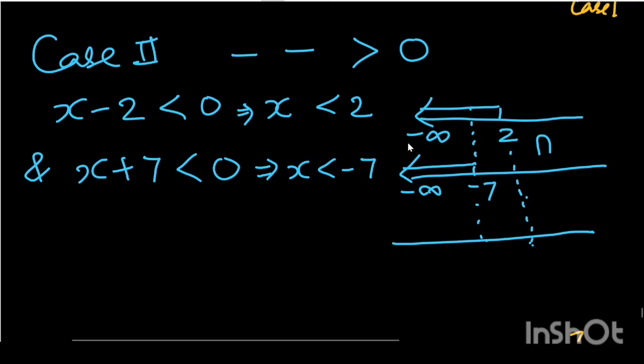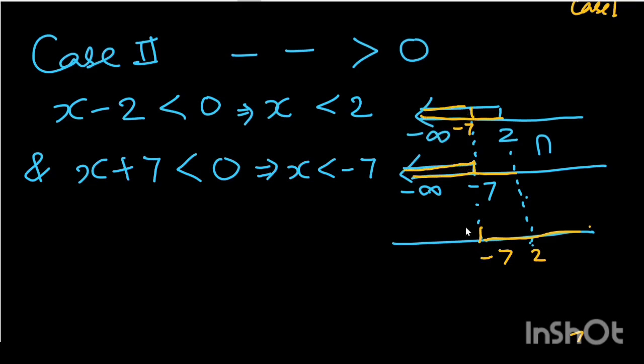Minus 7 to, from minus 7 to 2, there is nothing here. From here there is something, so there is nothing here. Okay, so there is no answer from minus 7 to 2. Now from minus infinity to minus 7, and here also minus infinity to minus 7, both have common solutions.